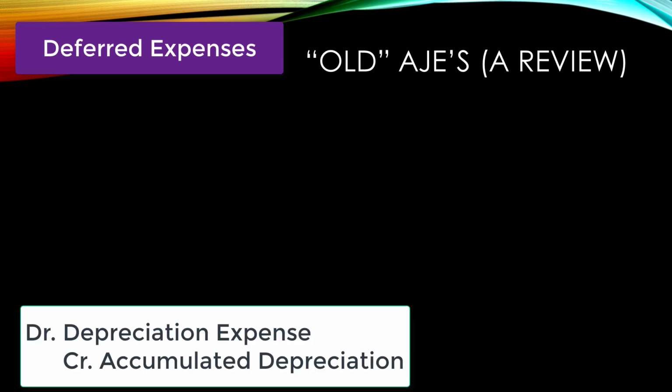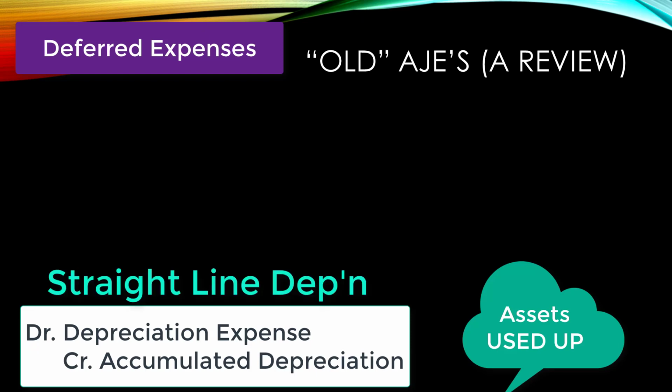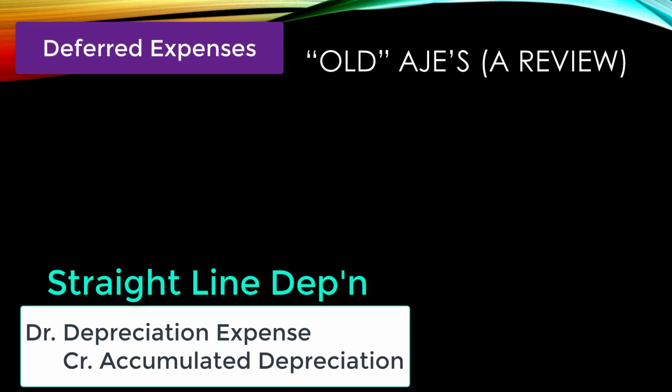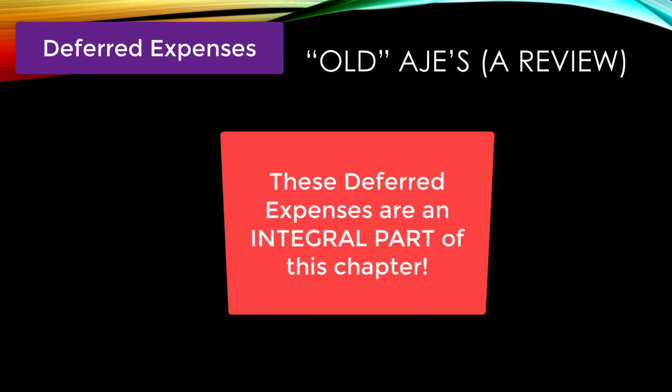And in the third one, we learned one method called straight line depreciation that we use to allocate the cost of an asset over its life. Take a look at these 3 journal entries. I'm not spending any more time on them, but they are definitely an integral part of this chapter.